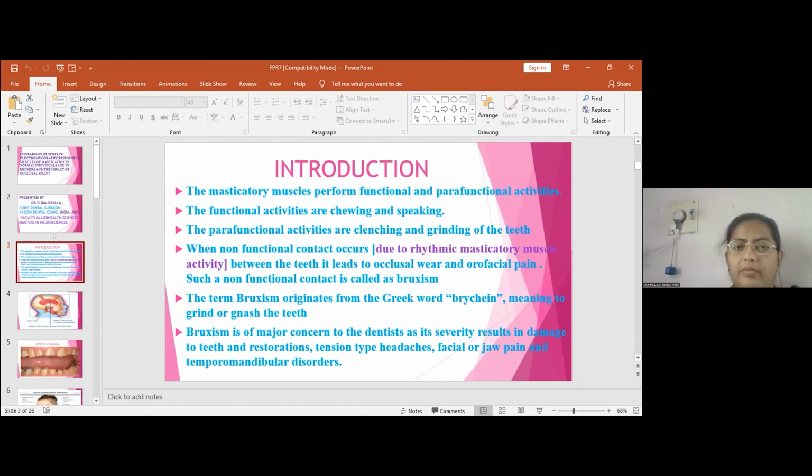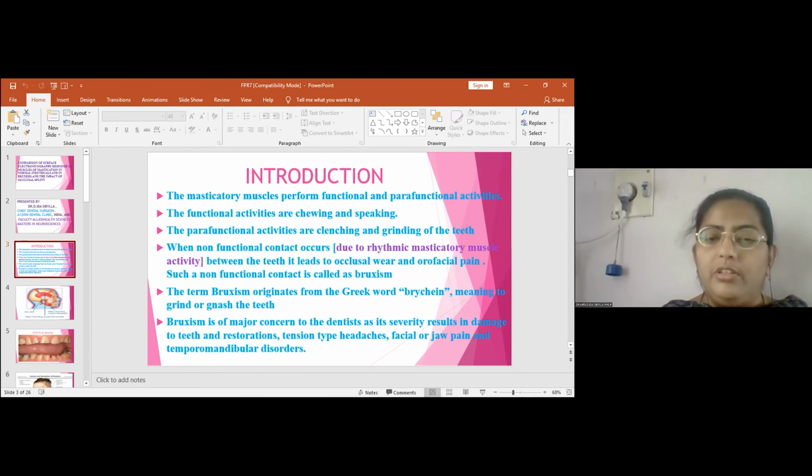The functional activities are chewing and speaking, and the parafunctional activities are clenching and grinding of the teeth. When non-functional contact occurs between the teeth due to rhythmic masticatory muscle activity, it leads to occlusal wear and orofacial pain. Such non-functional contact is called bruxism. The term bruxism originated from the Greek word brychein, meaning to grind or gnash the teeth.